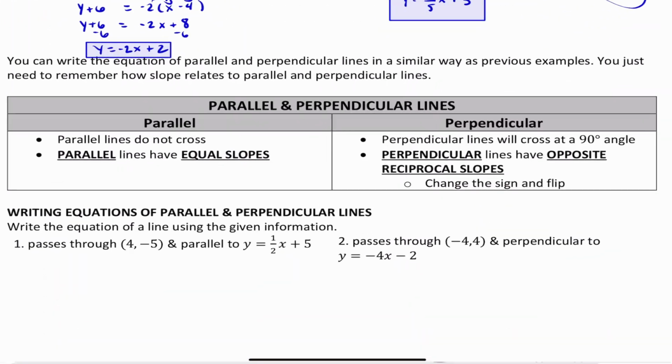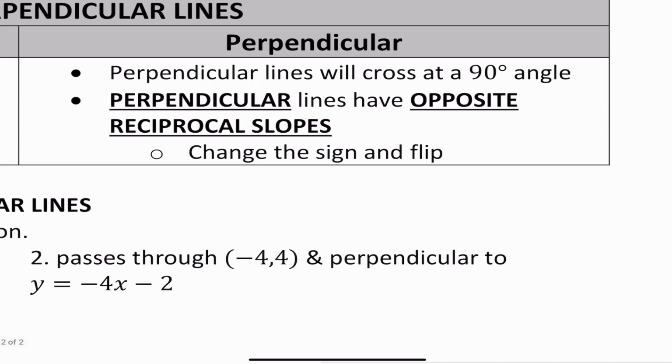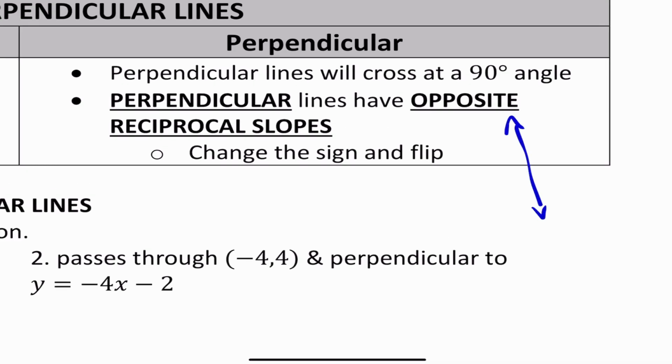All right, now what I want to go ahead and do is, let's see, you can write the equation of parallel and perpendicular lines in a similar way as previous examples. You just need to remember how slope relates to parallel and perpendicular lines, okay? With parallel lines, they do not cross whatsoever, and they always have the same slope. With perpendicular lines, they intersect at a 90-degree angle, and for perpendicular lines, well, opposite sign, flip the fraction, okay? Remember that? I told you, opposite sign, flip fraction.